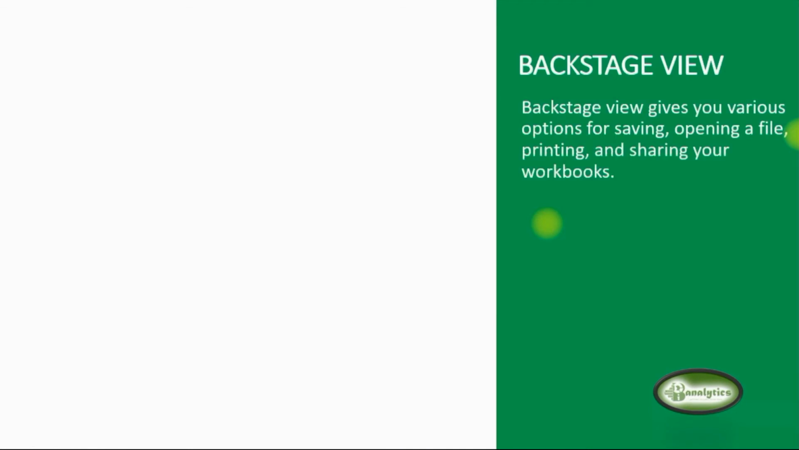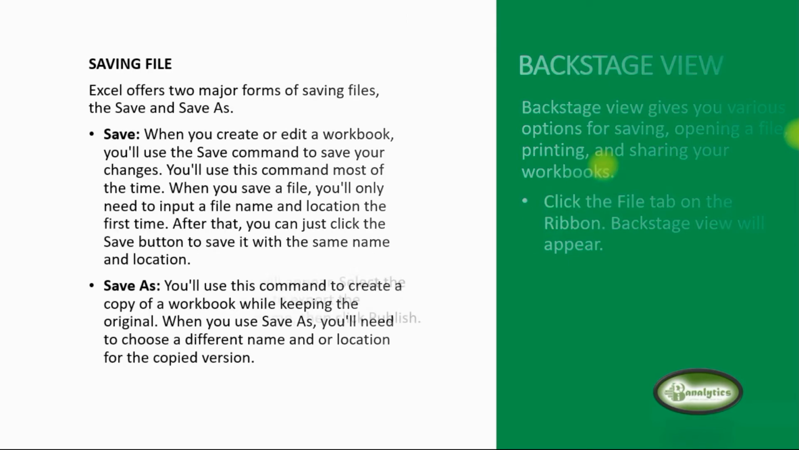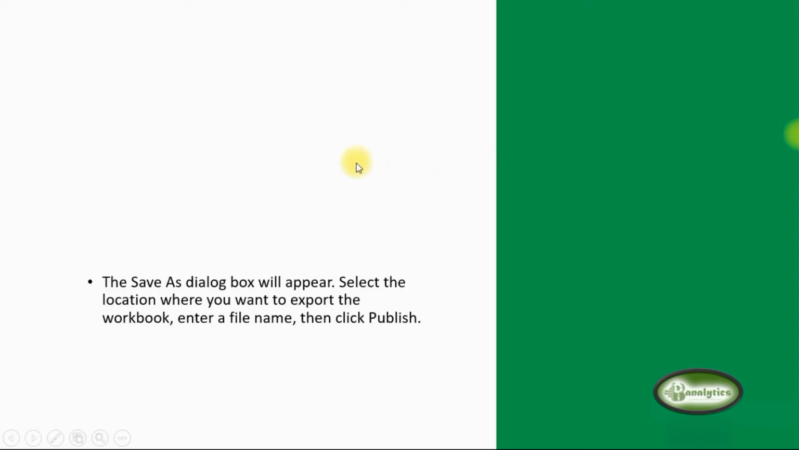Now coming to our slide, backstage view. What is the backstage view? The backstage view is an area of Excel that gives you options for saving, opening a file, printing, and sharing your workbook. So we're going to go back to our Excel file so that we can carry that out.